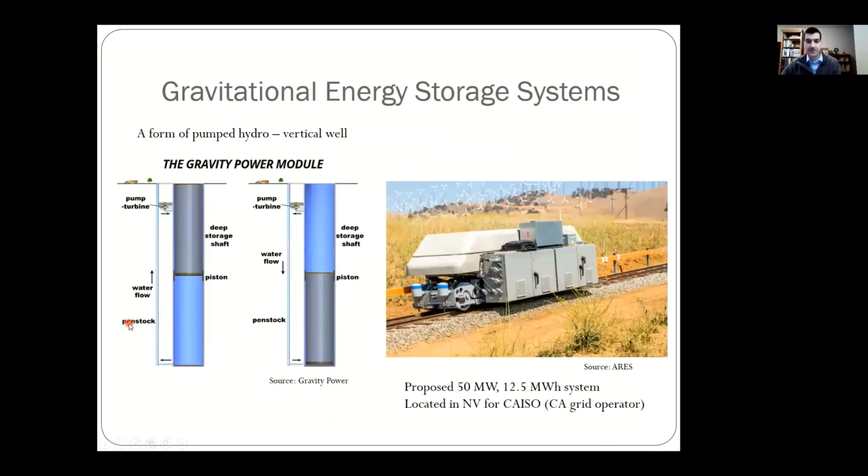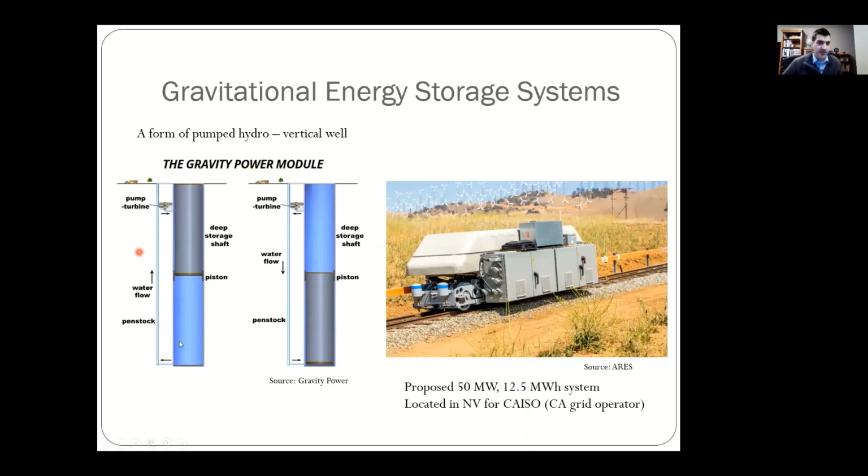Here are a couple of examples. Here's that one, another one. There are a couple of these. This is one that's going to be in Nevada. It's a proposed system. It's not real big, 50 megawatts. And the total energy storage of all these things up on the mountain is 12.5 megawatt hours of stored energy.